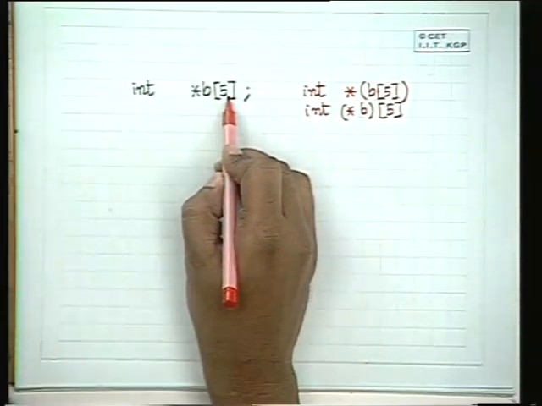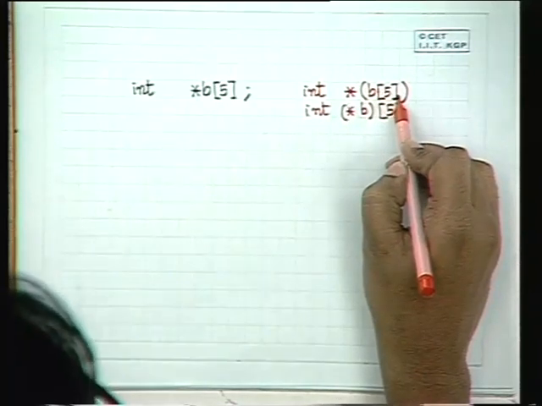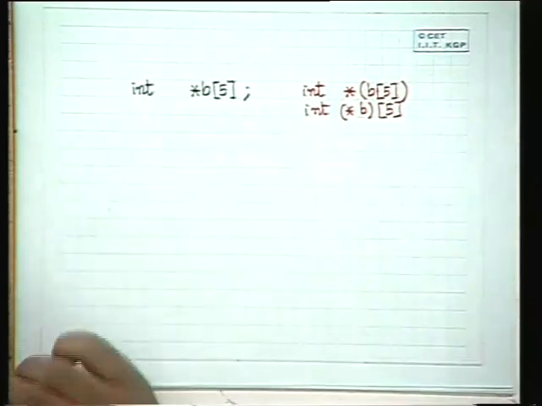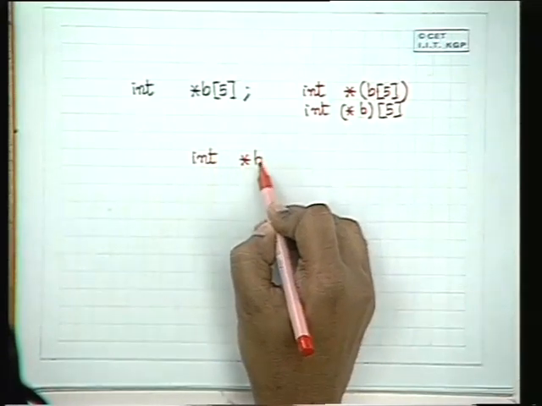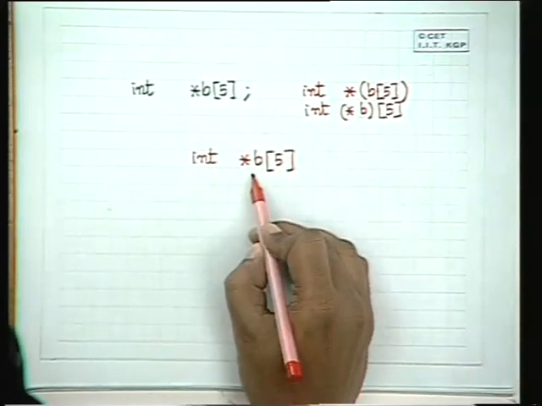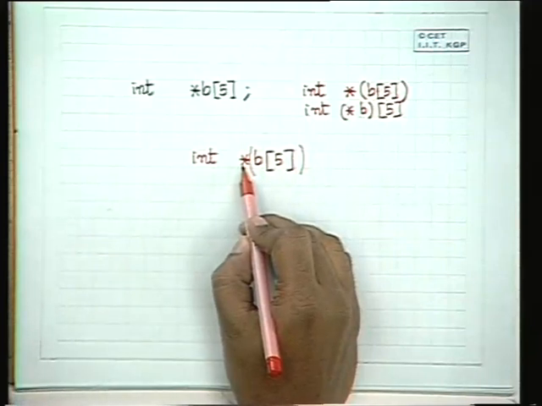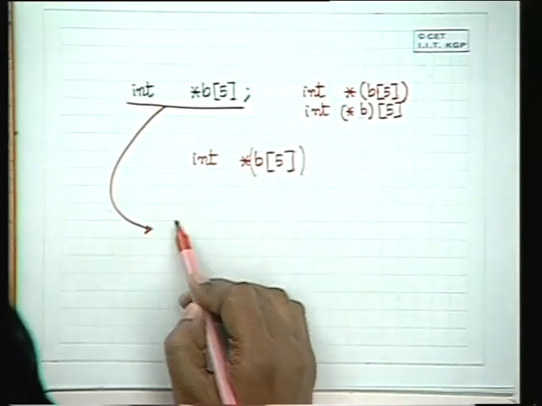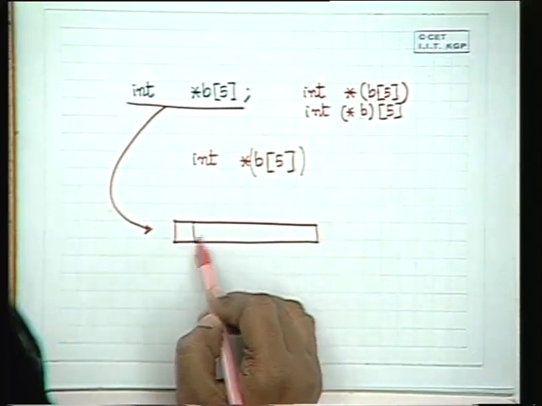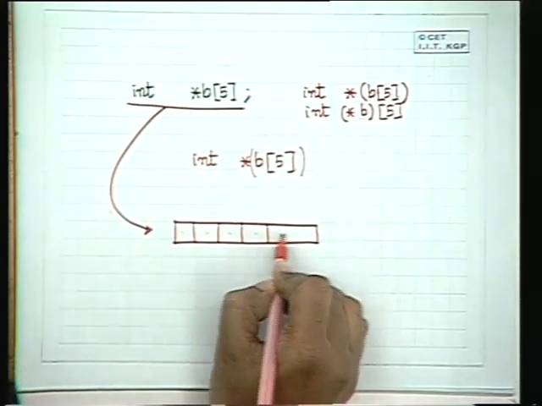This means that an array of 5 elements, this one means that there is an array of 5 elements and each of them is a pointer to an integer. Int star b5, an array of 5 elements and each of them is a pointer to an integer. So this definition leads to an array of 5 elements. So 5 elements are allocated of pointer type and each of them is a pointer to an integer.